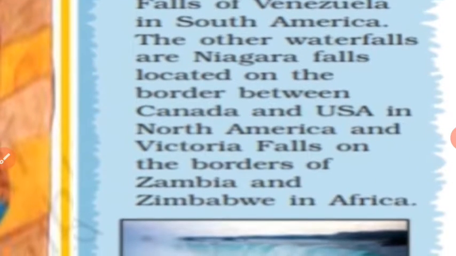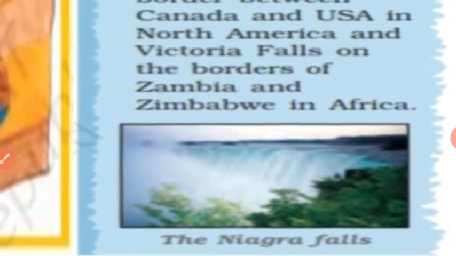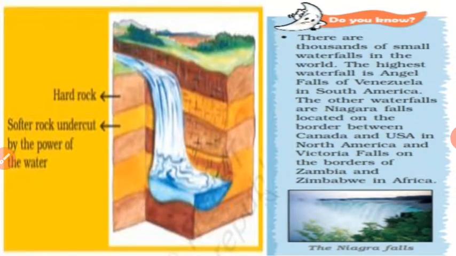The other waterfalls are Niagara Falls, located on the border between Canada and USA in North America, and Victoria Falls on the borders of Zambia and Zimbabwe in Africa. So all these names are very important. You must go through these examples. They may be very useful. You are also helped with the picture of the Niagara Falls on page number 15. You can find it in your textbook itself.